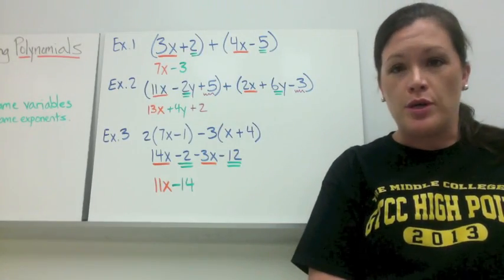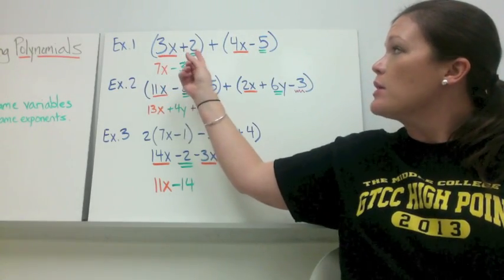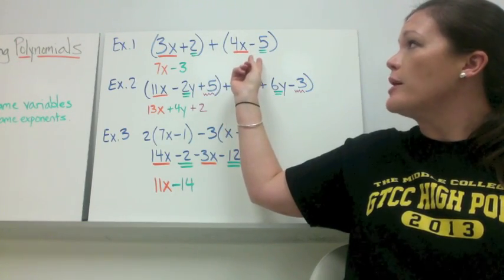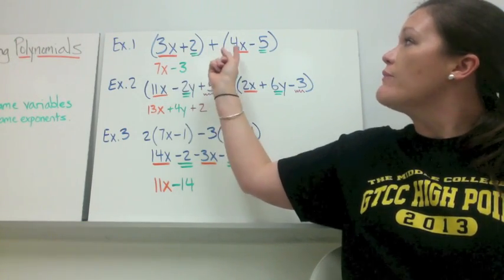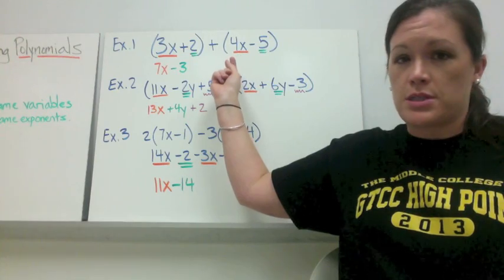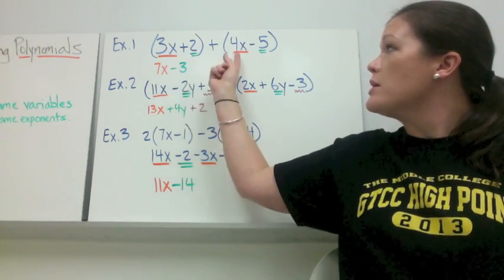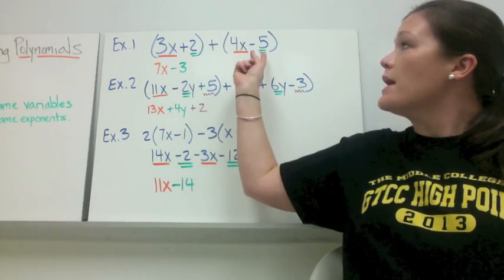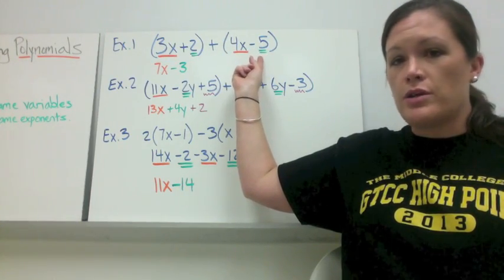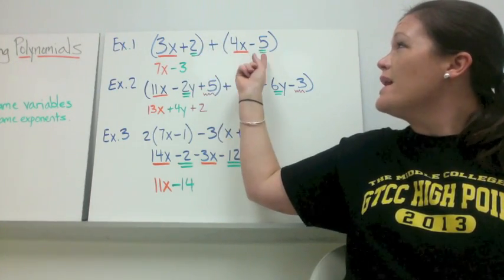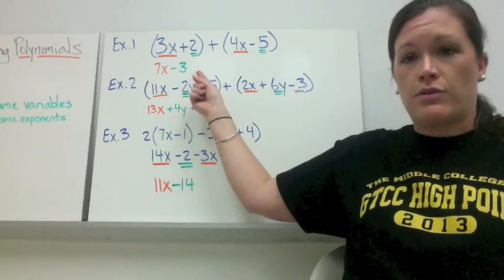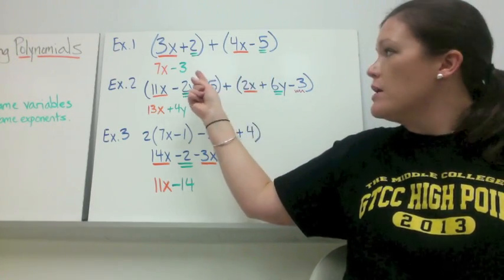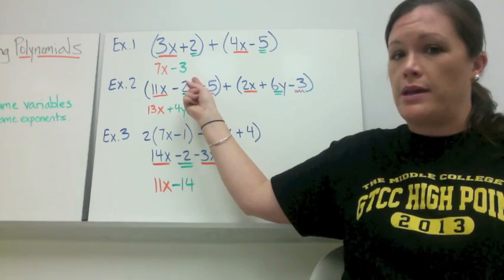So for example 1, I have 3x plus 2, a binomial, plus 4x minus 5, another binomial. 3x and 4x are like terms because they both have x. So we say 3 plus 4 would give us 7x. Then I have 2 plus negative 5. Always be careful with your negatives. So 2 plus negative 5 would give us negative 3. Because the 5 is larger and it's negative, it'll turn out to be a negative number when we combine them.